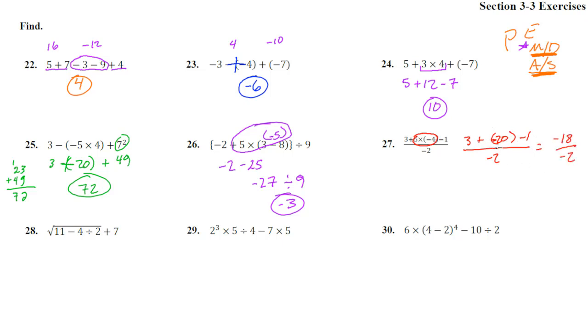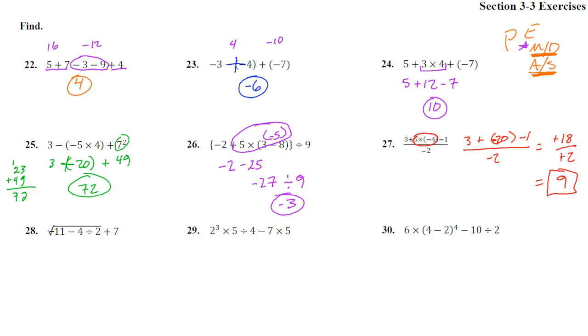Notice you could have also done this a little bit differently. We got two negatives here, that's negative 21 put together. Then when you add 3, you come up to negative 18. Either way, 18 divided by 2 is 9, and negative divided by negative is a positive. So we get the answer 9. Okay, number 28.